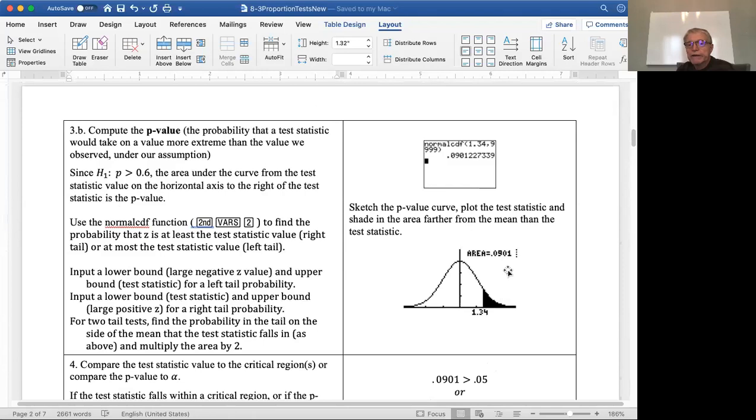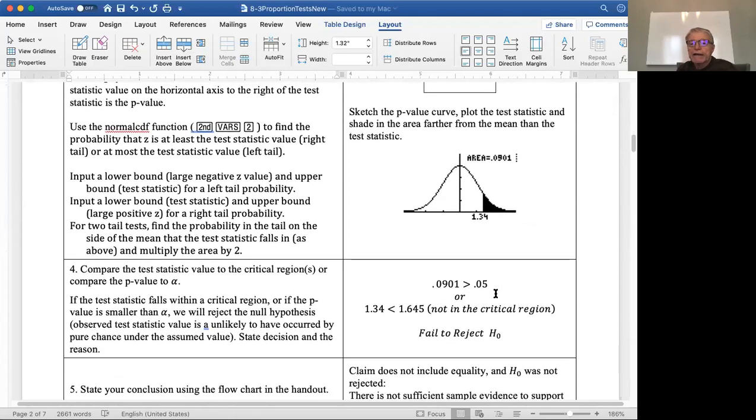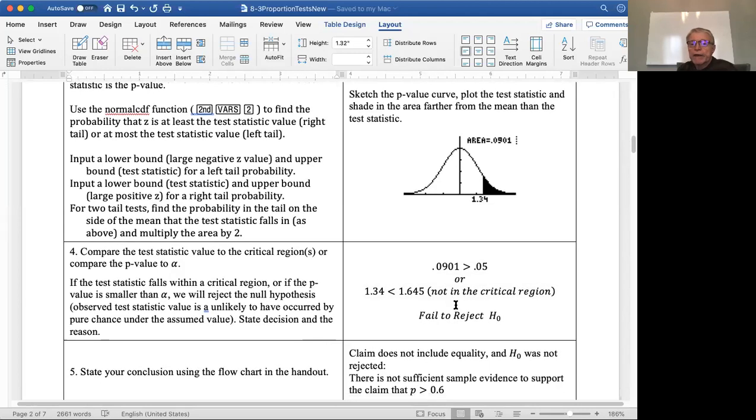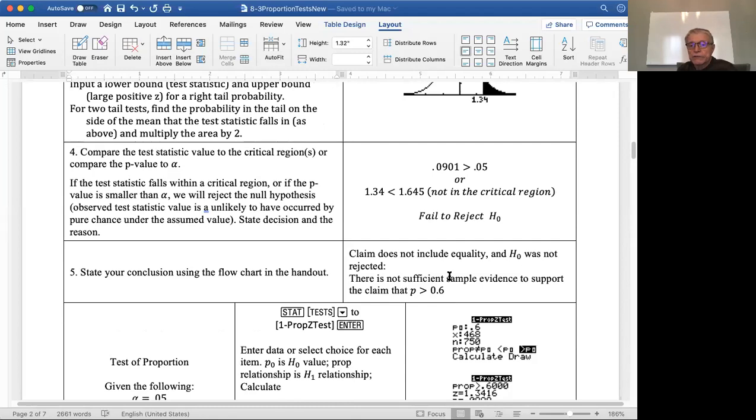So we know here that we're not going to reject the null hypothesis in either case, for the critical value approach or the p-value approach. And so we make that statement and we state why. The p-value is bigger than alpha, and the test statistic is not farther away from the mean. If it were farther away from the mean, it would be greater than 1.645, but it's not in the critical region. And then we make our statement of conclusion using the flow chart that I showed you in a previous video.